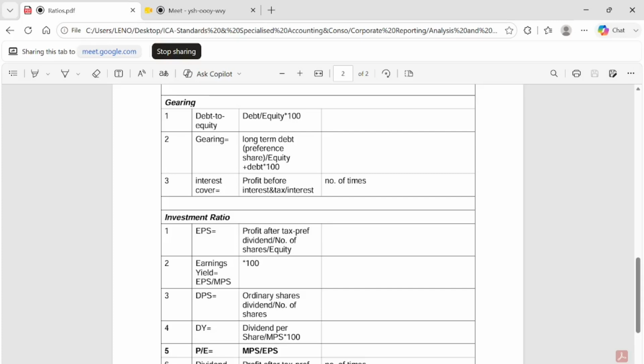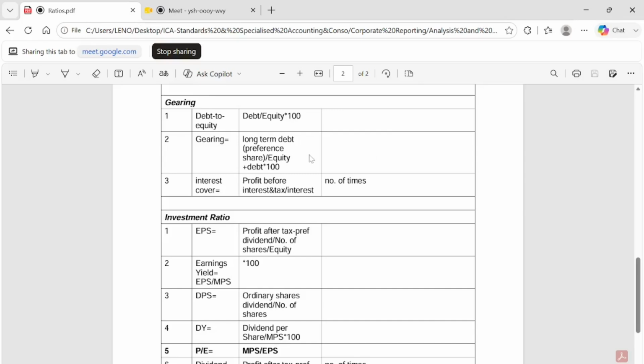Yeah, so debt to equity. All you have to look out for is the total debt of the company. When we say total debt, do you understand total debt? Okay, that is the non-current liabilities. So that's your long-term liabilities. That is your liability divided by your equity that you have.